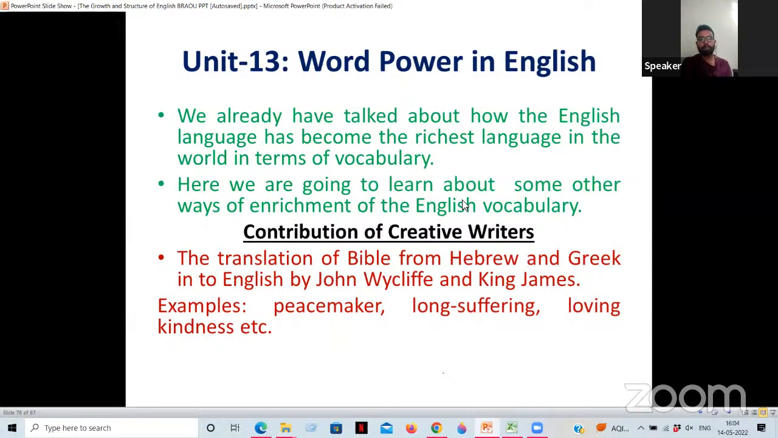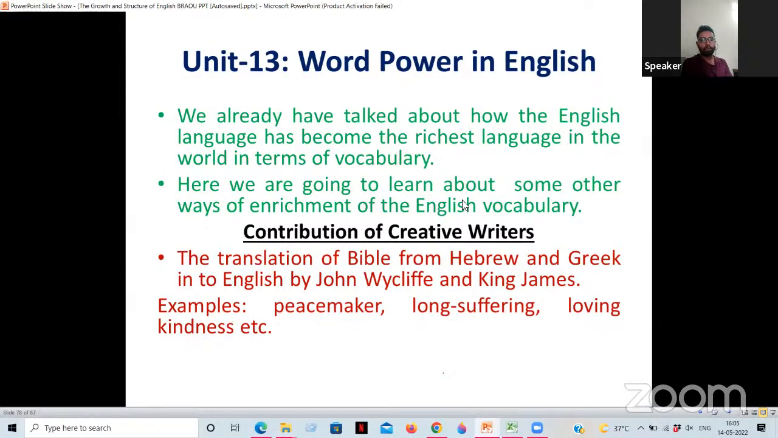John Wycliffe first translated the Old Testament, together with his followers, who were once called Lollards. Those who followed the ideals of John Wycliffe and his Bible were called Lollards. Then it was translated in 1611 by King James and his team, and it was called the Authorized Version of King James. So both these Bibles have contributed a lot of words.